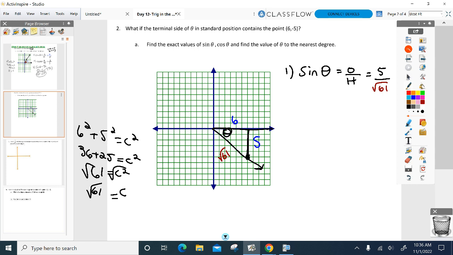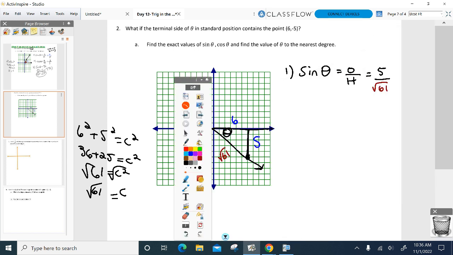Yep. You can't have the square root in the bottom of the fraction. AKA, what's my saying? Have some self-respect. You can't leave a radical in the denominator. Correct. Have some self-respect. How did we get rid of it then? How do we get rid of it? Times the square root. Yeah, here you go. So square root of 61, square root of 61. On top, you just get the two together, 5 square root of 61.